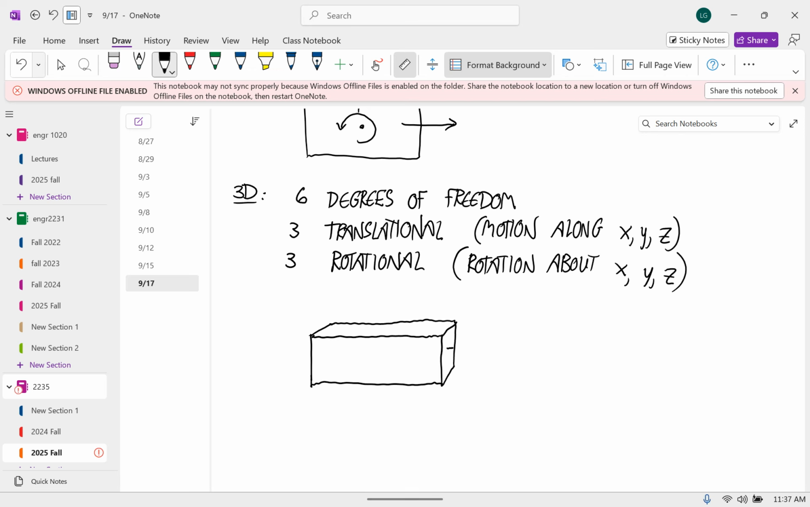But so there's a translation like this. And a rotation about that axis like this. And then a translation this way. And a rotation about that axis. And then a translation this way. And a rotation about that axis. Okay, so take a second and picture what the translations are, which are easy to visualize. Take a second and visualize those rotations.